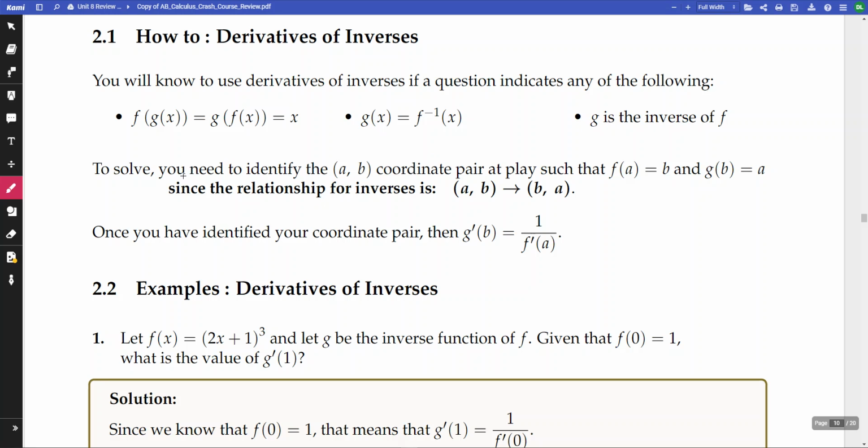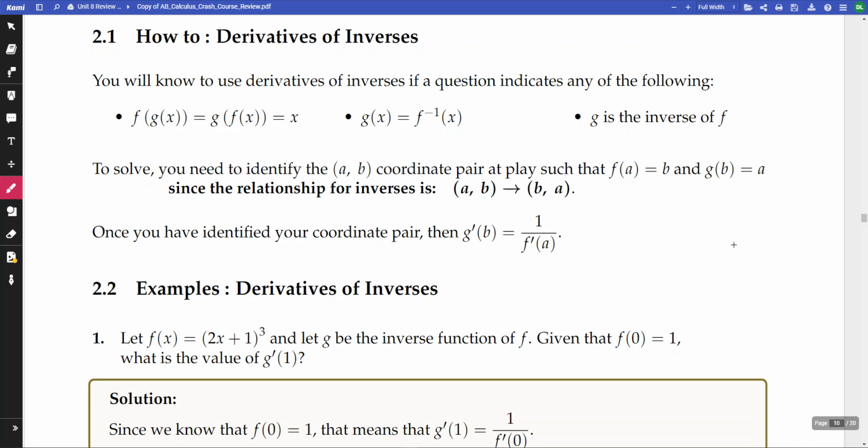Okay. Then to solve these, you need to identify the (a, b) coordinate pair, right? Some x value and some y value. We'll call it (a, b), such that f of a is equal to b and g of b is equal to a. That's the relationship between inverses, right? That relationship is that (a, b) maps to (b, a) on the inverse.